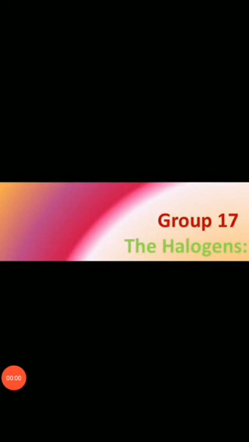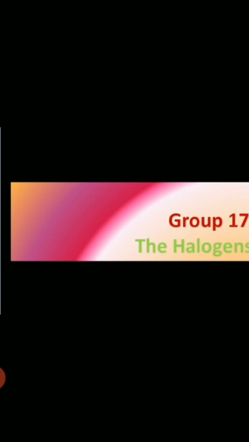Good morning, students. Today we are going to start the new group of P block elements, that is group 17, known as halogens. Students, you must be knowing why group 17 is known as halogen and what is the position of group 17 in the periodic table. Okay, now let's see the position of the halogens in the periodic table at first.